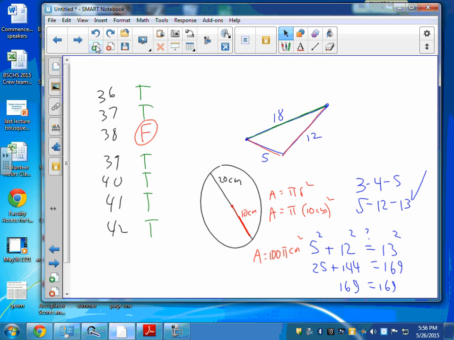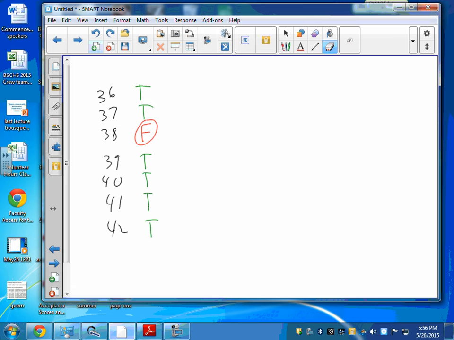41, the perimeter of a regular octagon is 8 times the length of its side. Absolutely. Regular means all the sides and all the angles are the same. So think stop sign. Try to draw a regular octagon here. There. And if we just call this S, and all of these are the same, because it's a regular octagon, the perimeter would be 8 S. That's a true statement.